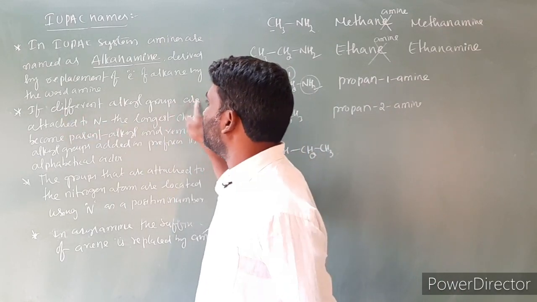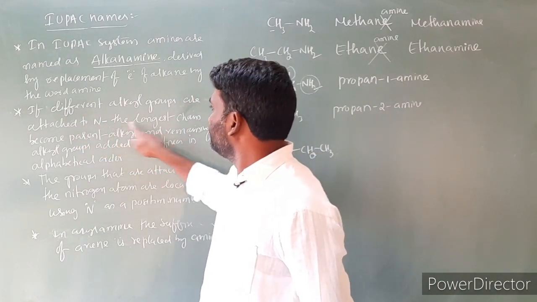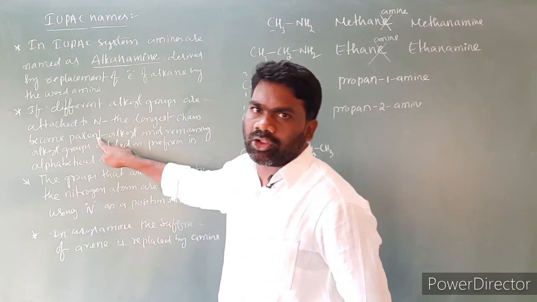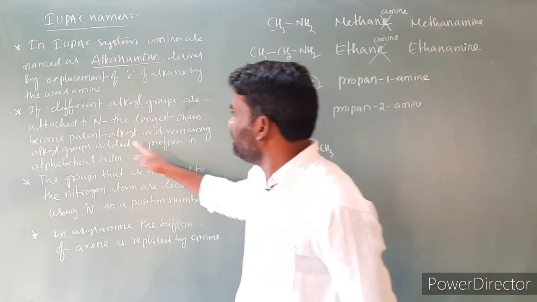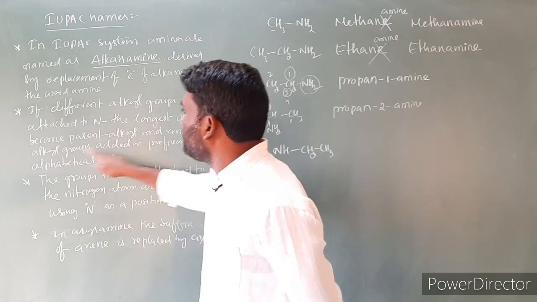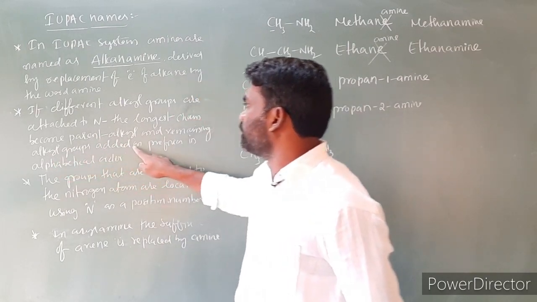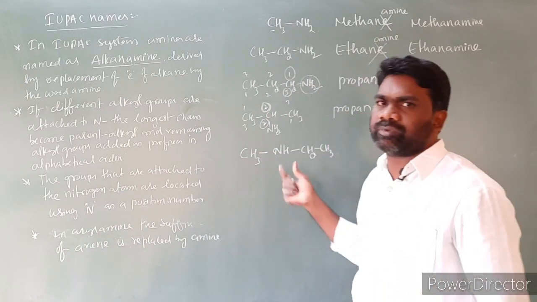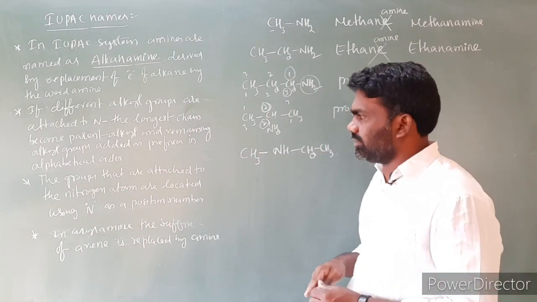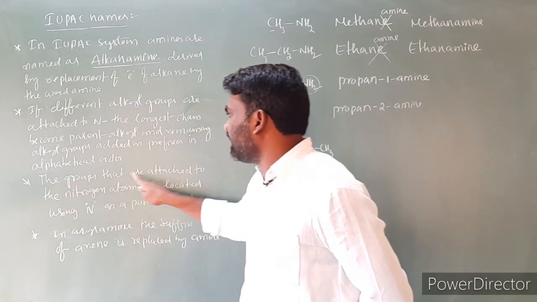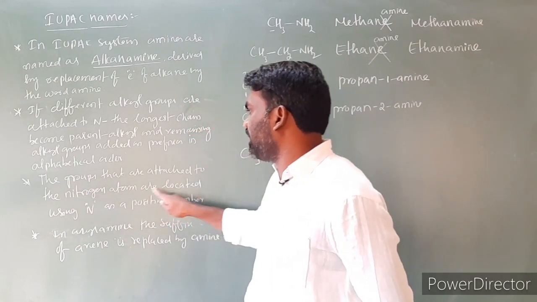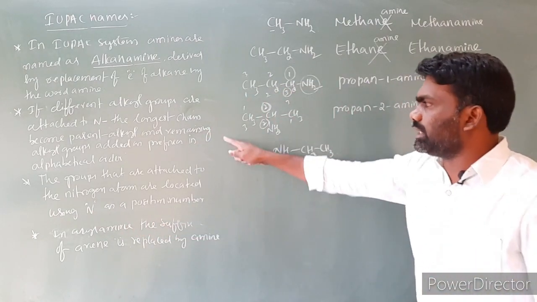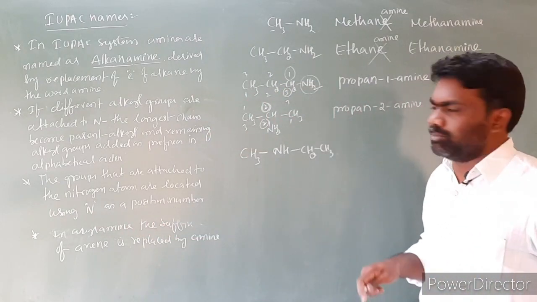If different alkyl groups are attached to nitrogen, the longest chain becomes the parent. The longest chain we take as the parent chain, the parent alkyl, and the remaining alkyl groups are attached as a prefix in alphabetical order. We have to arrange the remaining alkyl groups in alphabetical order. While writing them, the groups that are attached to the nitrogen atom are located by using N as a positional number. So these are the rules, and we can apply them to this compound.